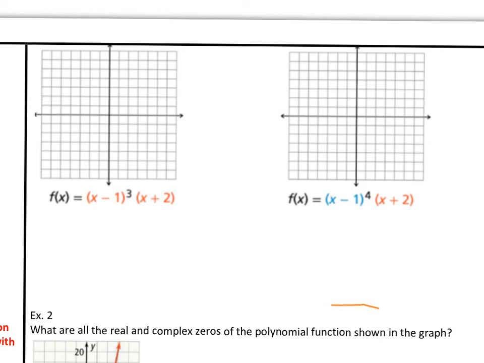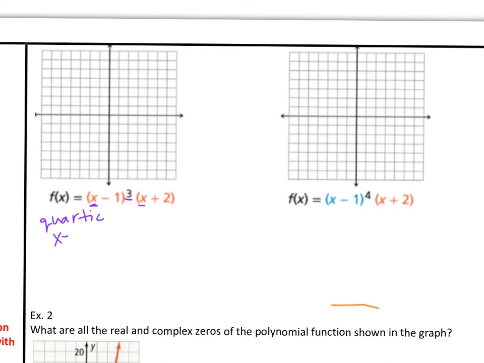All right, let's get through these final two. F of x equals x minus 1 cubed times x plus 2. Notice this x is cubed, that means it's cubic. So that means we have a cubic times 1 more. This will end up being a quartic function. So it would be technically x to the 4th if all the x's were multiplied together.